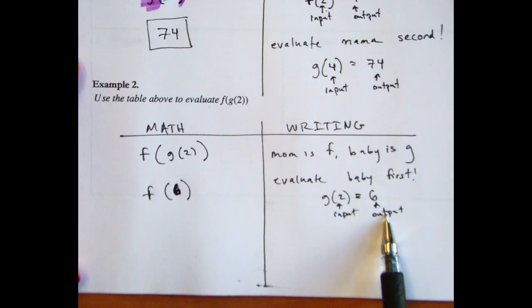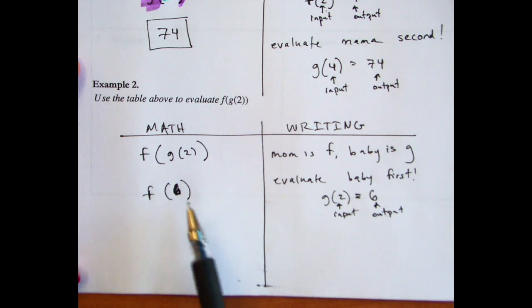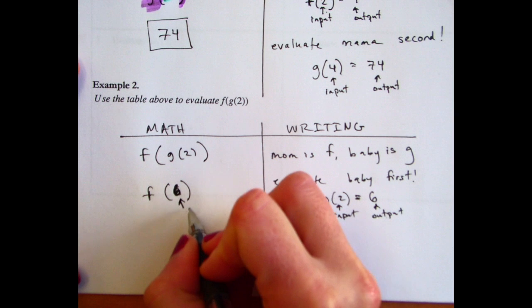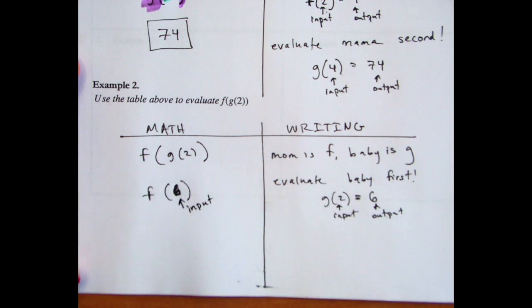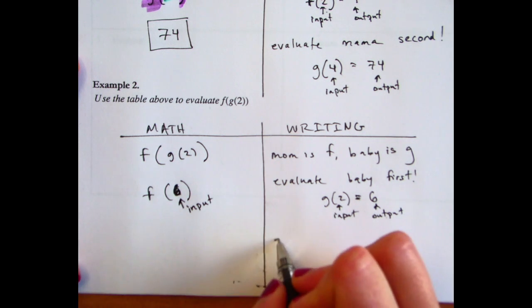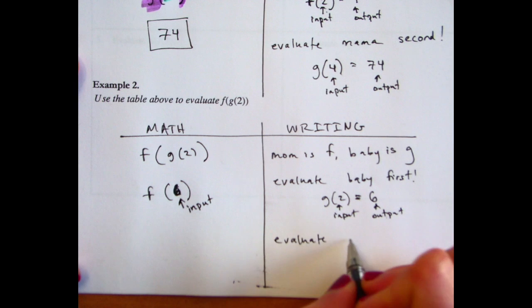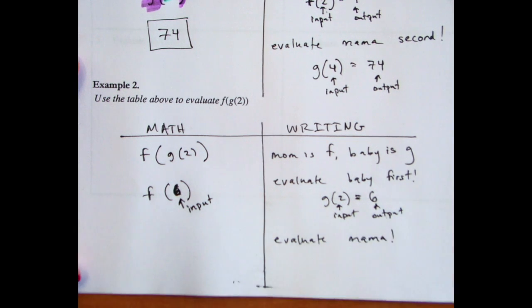So this is where the math steps up a level, because we're used to thinking input is one thing, output is another thing. Now we're seeing the output of one function can actually act as the input to another function. Okay, so now evaluate your mom. f of 6, right? Weird thing, my output is becoming my input into my new function.